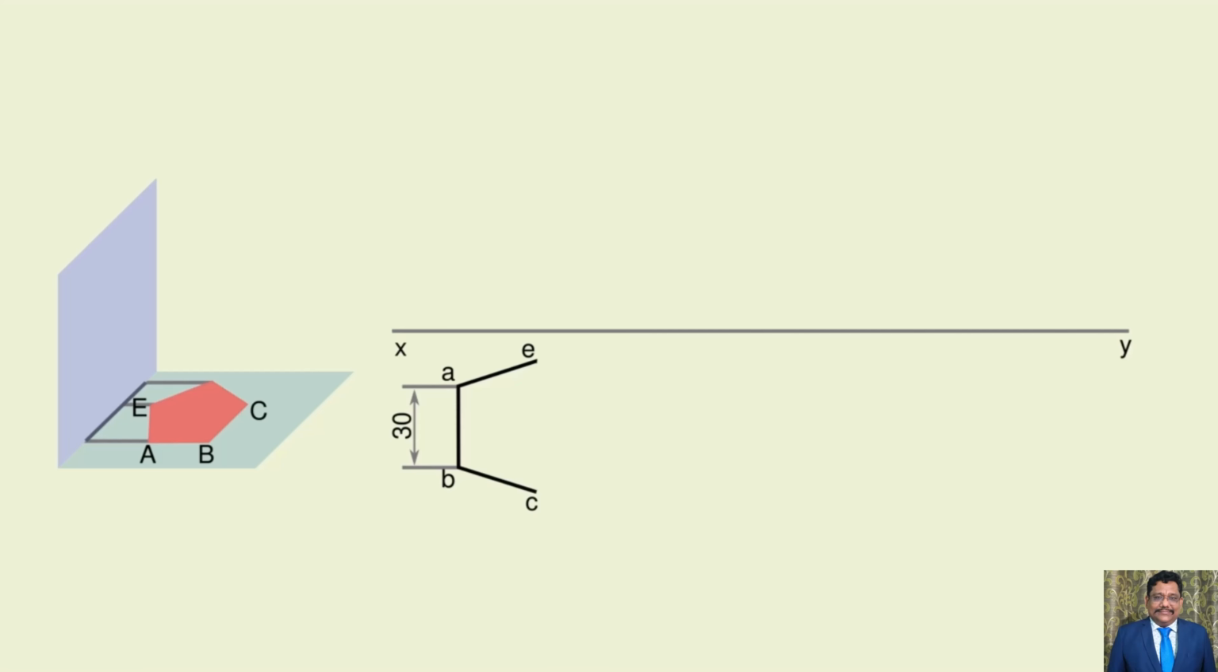From the end B, draw a line 30 mm at 72 degrees on the right side and name the final end C. Take a compass, from the points E and C, draw arcs with 30 mm. These two will intersect with each other. Mark this point as D.